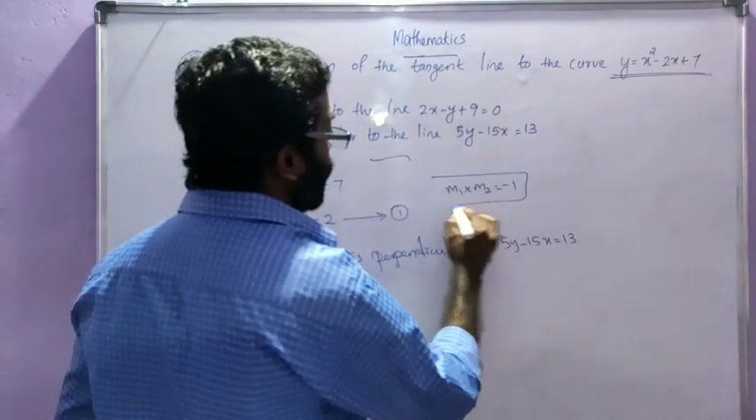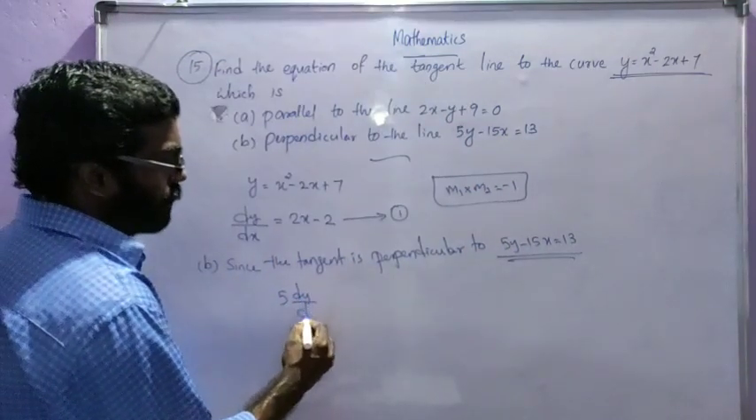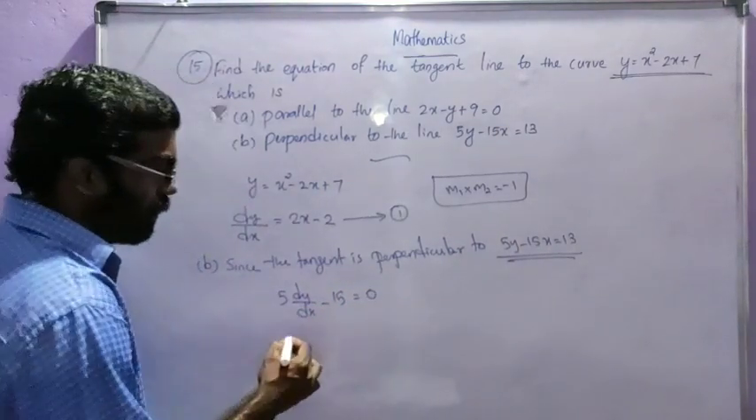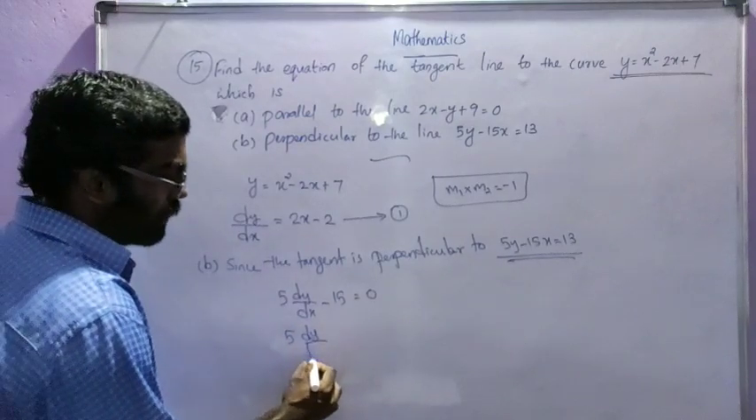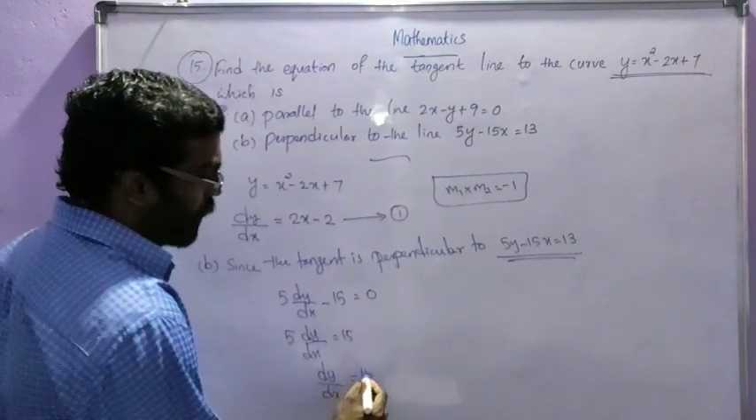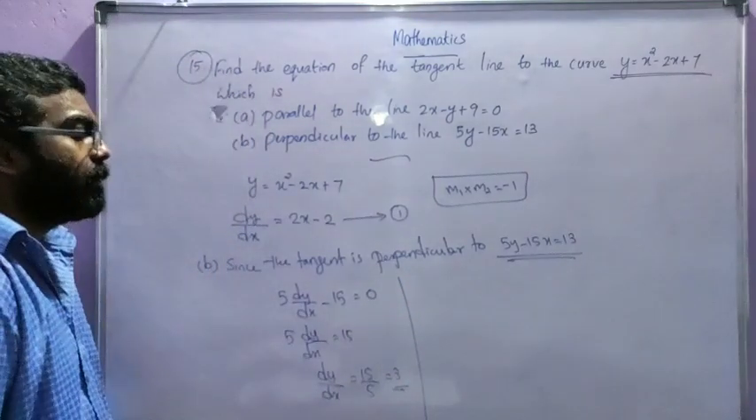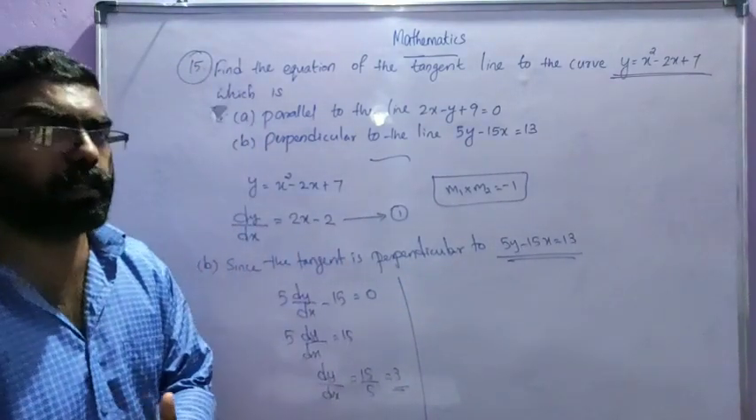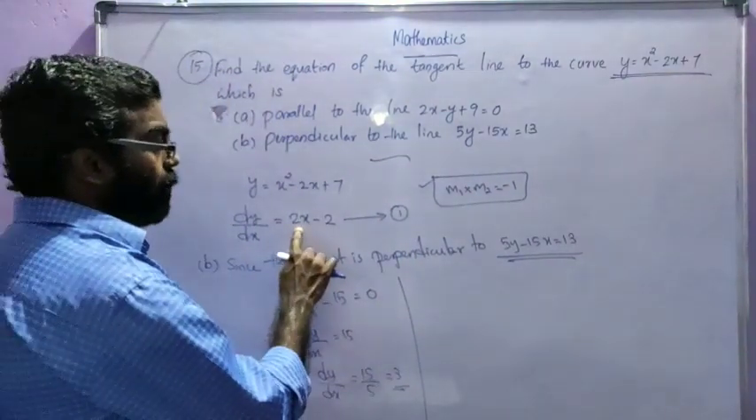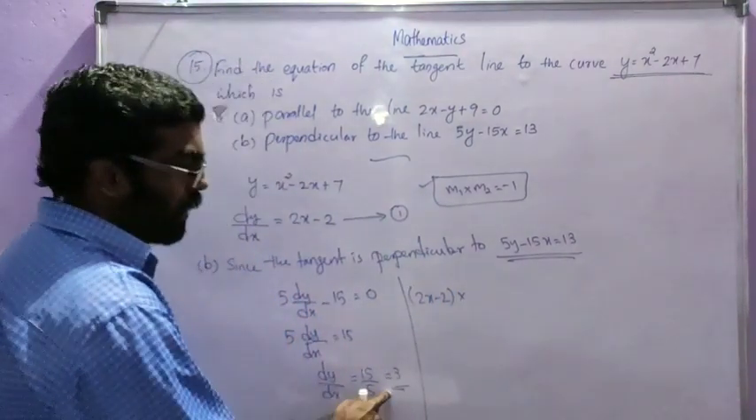Okay. So for that, first we can find the derivative from this step. 5 into dy by dx, then minus 15 into 1, 15, which is equal to 13, derivative 0. Or we can write 5 dy by dx is equal to 15, or dy by dx is equal to 15 divided by 5, which is equal to 3. Okay. So since the tangent is perpendicular to this line, we can use this condition: m1 into m2 is equal to minus 1. So here the slope of the tangent is 2x minus 2, and the slope of the line is 3.